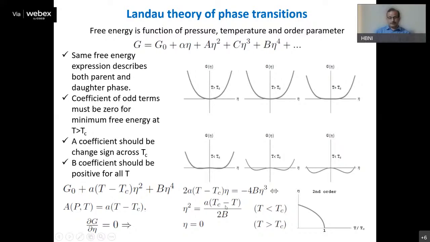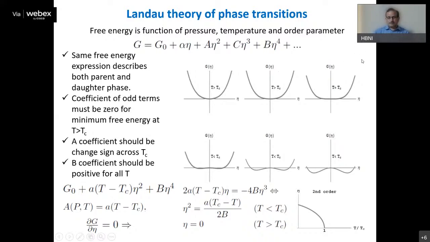Of course, the critical exponent value 1 by 2 is under the mean field approximation. And in most of the cases where mean field approximation is valid, you will find that this critical exponent, which is also called beta, has a value of 1 by 2. So you can easily get this critical exponent by this simple formalism. This is the power of this Landau theory of phase transitions.